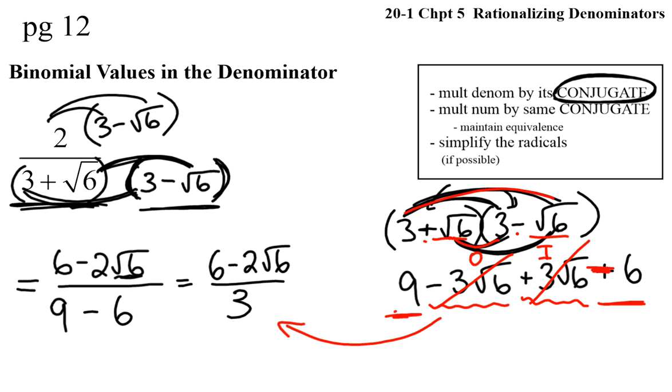So we have 6 minus 2 root 6. Can't simplify the radical. However, can we reduce here? Always check to see if we can reduce. We have a 6, a 2, and a 3. There is no common factor. So there's our final value. There's our new radical expression that has no radical in the denominator.